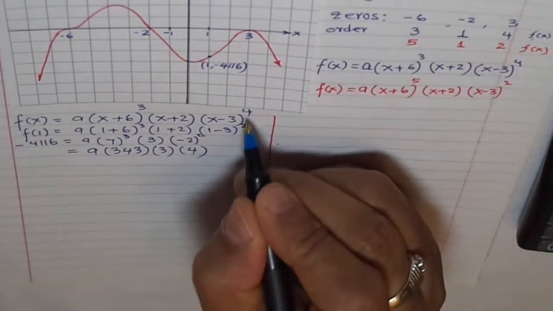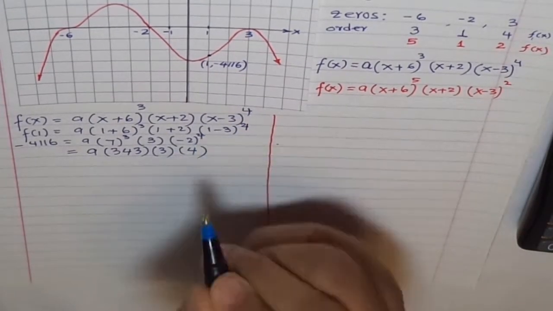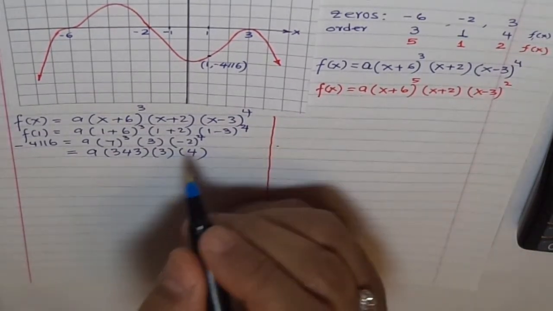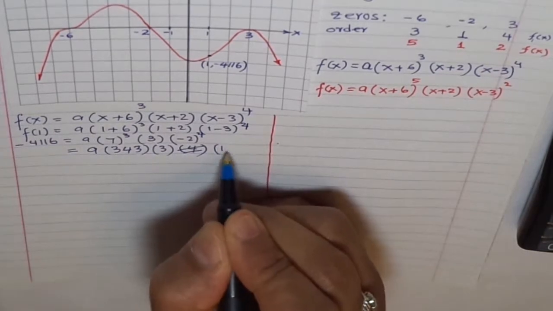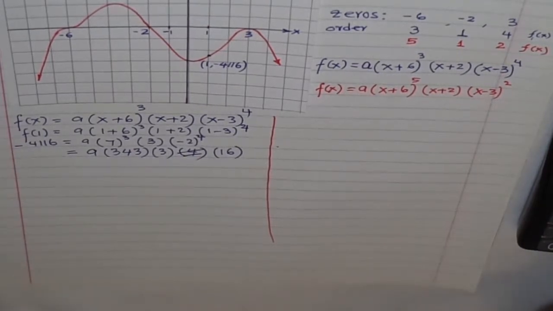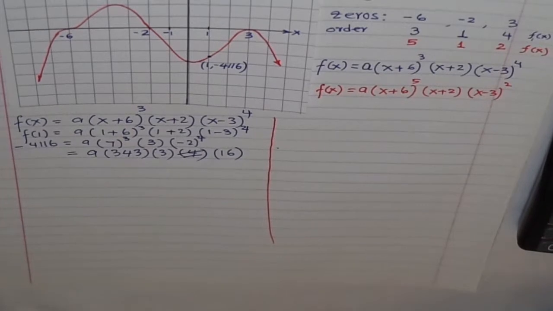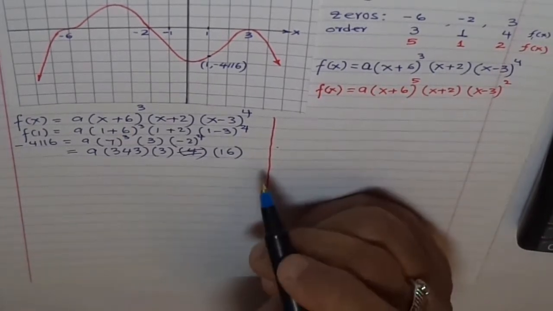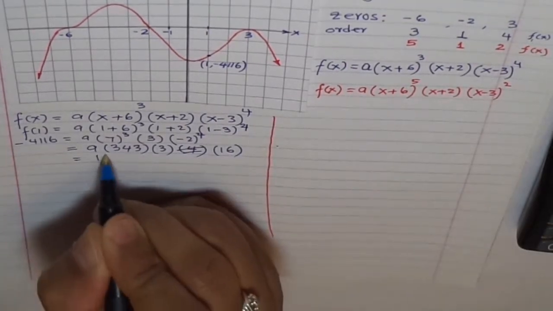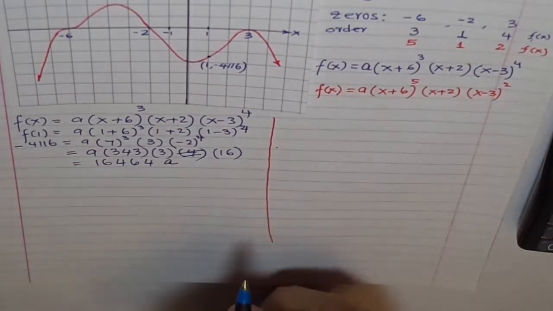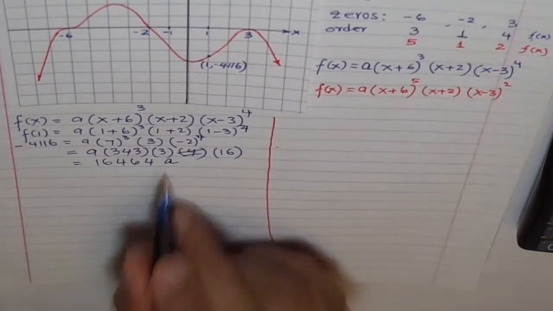Oh sorry, this was not 2, this was 4, sorry, 4. So minus 2 to the power of 4 will be 16, not 4. 16. So let's do this. 343 times 3 times 16 equals 16,464. A. Correct?